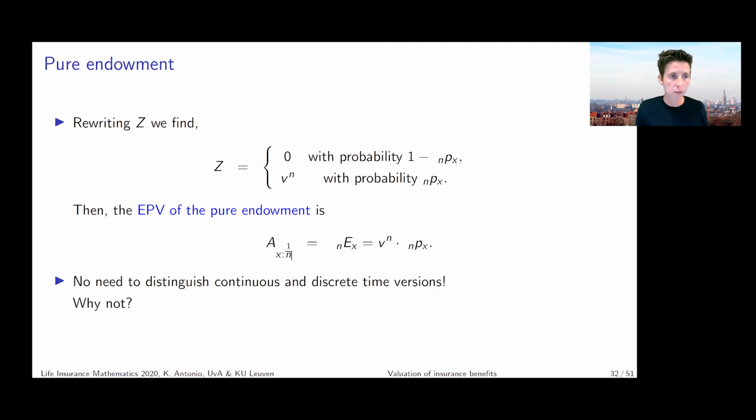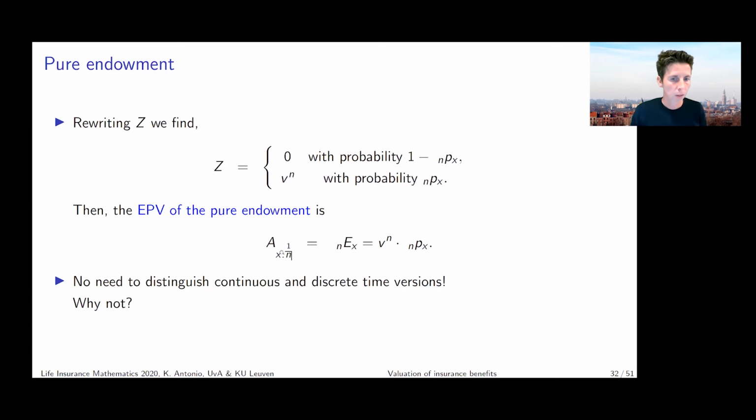So whether I value that in continuous time or in discrete time, it's going to be the same, because the probability to survive until time n, we know how to express that. That's the npx. Discounting from time n to time 0, that's the v to the power n. And that's the same whether we do that in discrete time or in continuous time. So with a pure endowment, there's no need to worry about the discrete versus the continuous time setting.